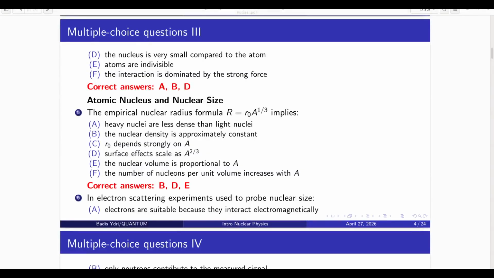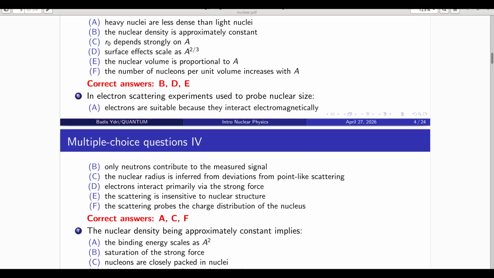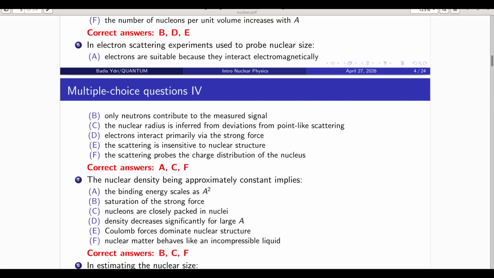The nuclear radius grows like A to the 1/3. This means that the nuclear volume is proportional to A, so the density of nuclear matter is approximately constant. This is a sign of saturation of the strong force. Each nucleon interacts mainly with nearby nucleons, not with the whole nucleus.